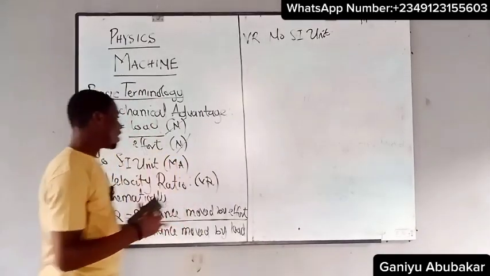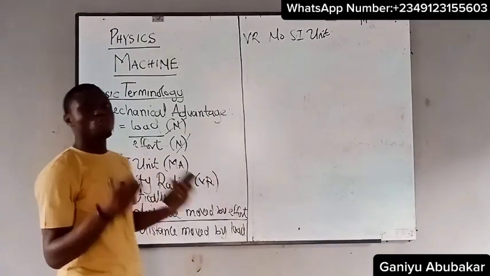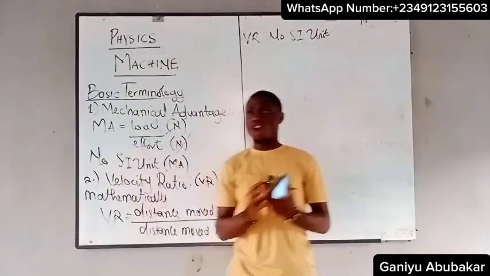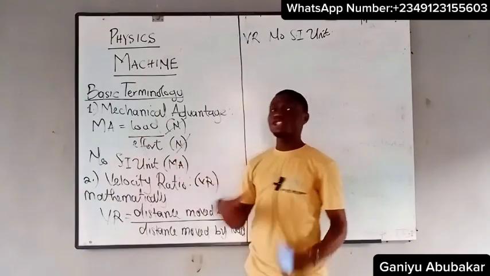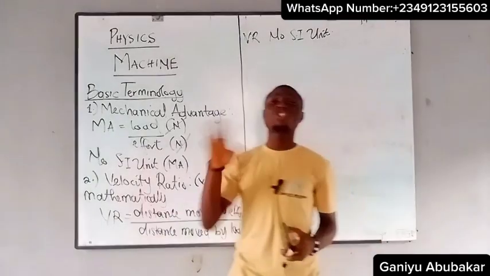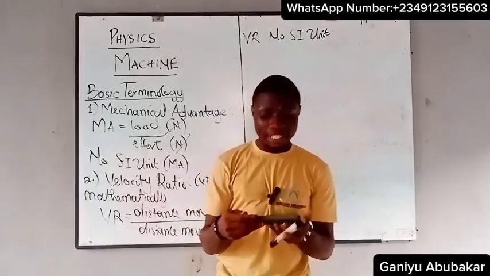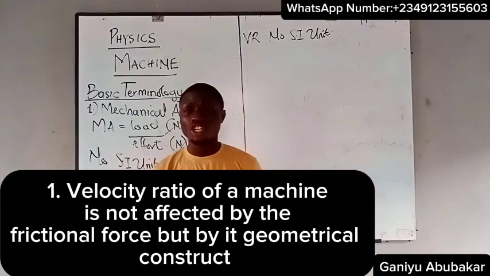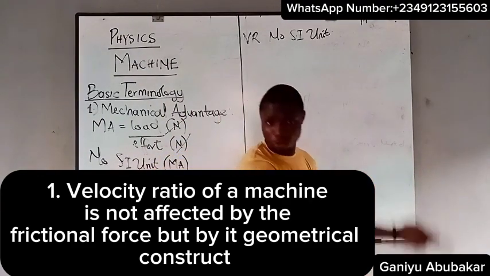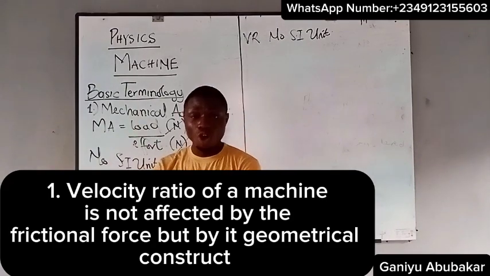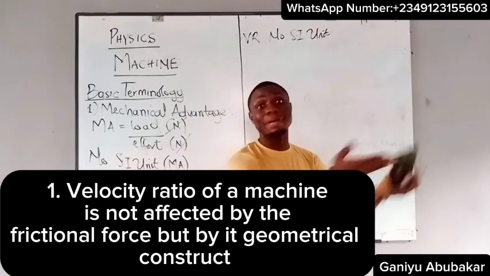So note that mechanical advantage and velocity ratio have no SI unit. When I gave you the concept of mechanical advantage, I gave you two things to note. Similarly, under velocity ratio, there are two things to note. What's the first thing? The velocity ratio of a machine does not depend on the frictional force. Rather, it depends on the geometrical construct of the object or the machine.